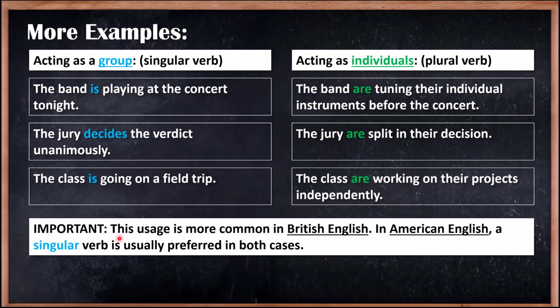Now, this is very important. This usage is more common in British English. In American English, a singular verb is usually preferred in both cases. So in American English, they would say the class is working on their projects independently, or the band is tuning their individual instruments before the concert. Whereas in British English, it's more common to use the plural verb in this case when the group acts as individuals. So the most important thing is to be consistent.